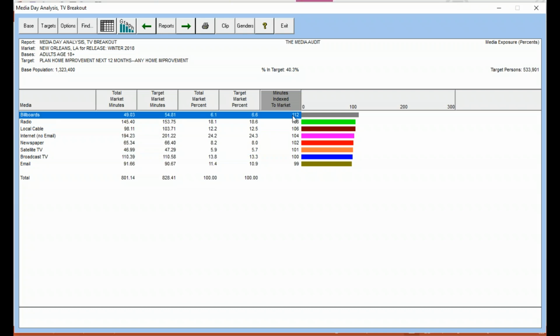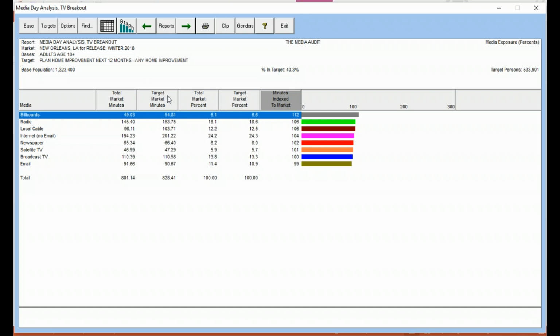So we could have sorted on indices and said, okay, where are people that are considering a home improvement project, where are they spending more time in relation to the market? This is not the most amount of time, because the most amount of time is obviously with internet. That's where they're spending the most amount of time. But comparing it back to the market, only 49 minutes for market adult spent exposed to billboards. But with someone envisioning home improvement projects, it jumps to 55 minutes, which is simply saying that these minutes are 12% greater than the market minutes. That's what that index is saying.